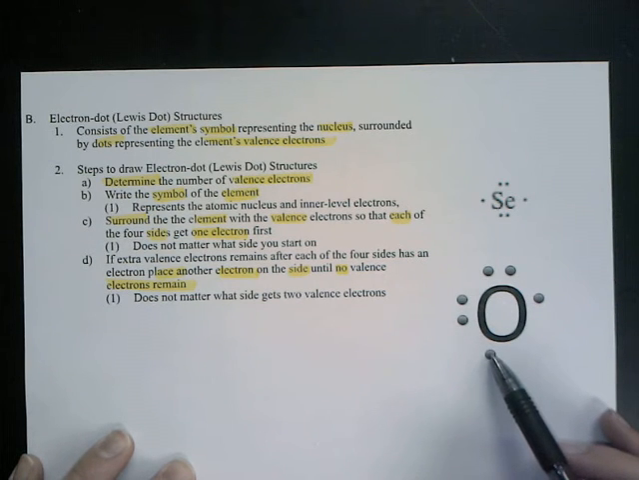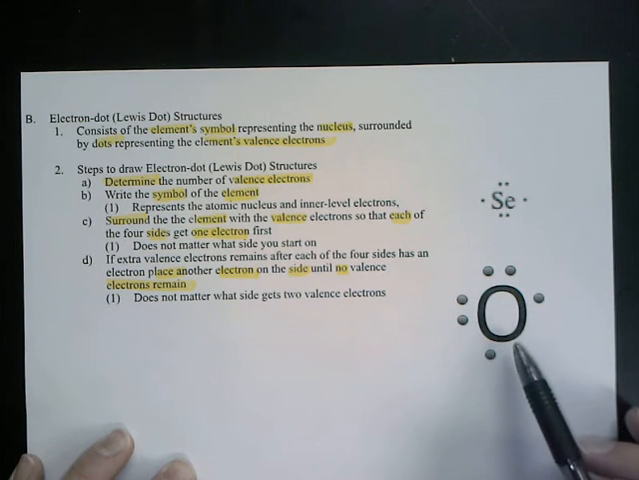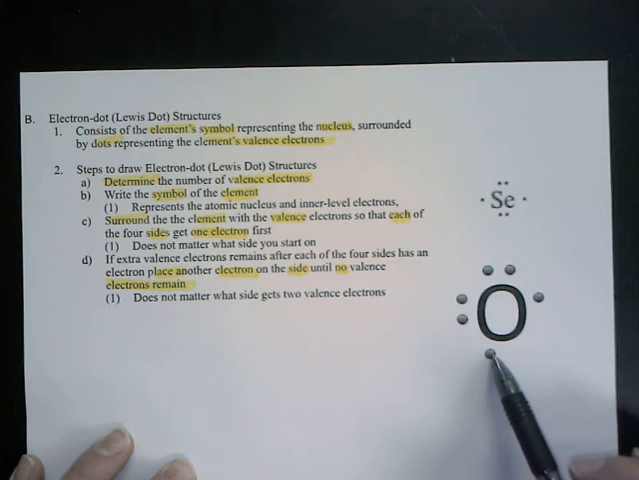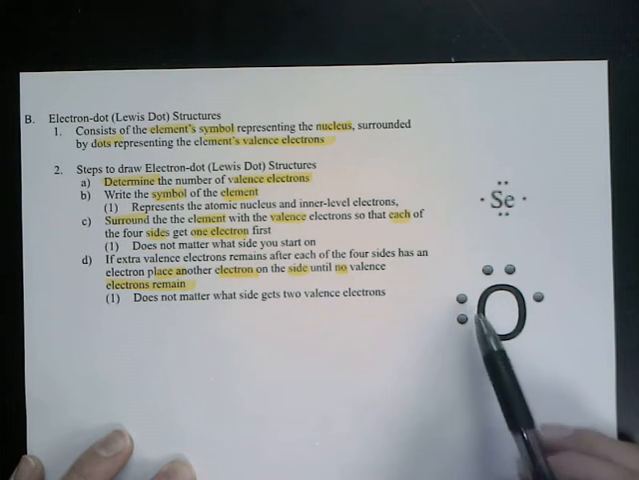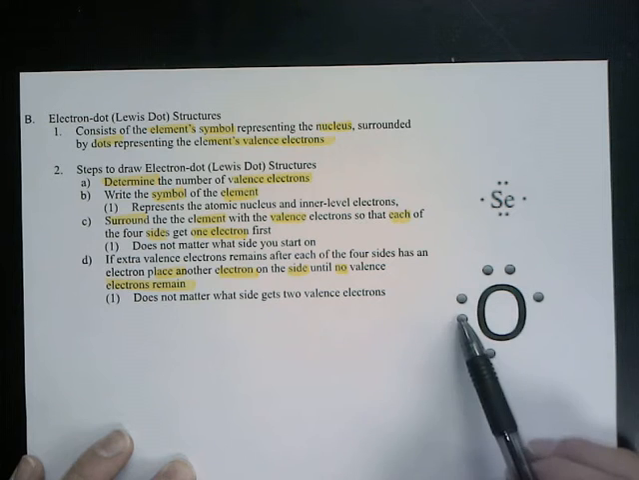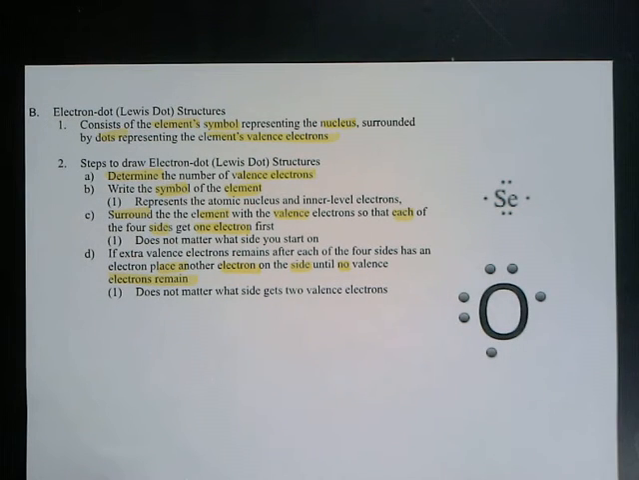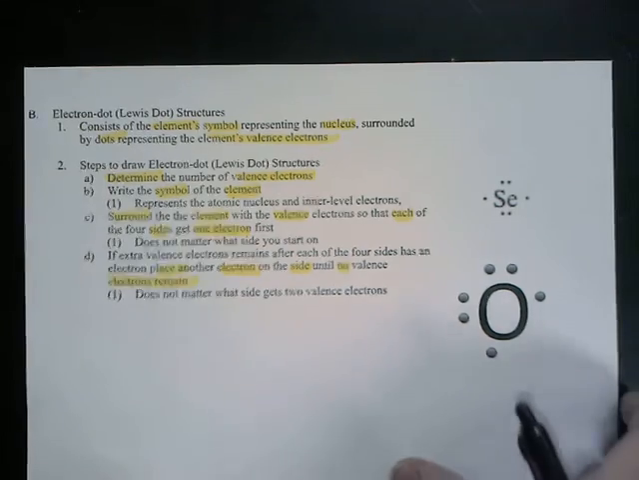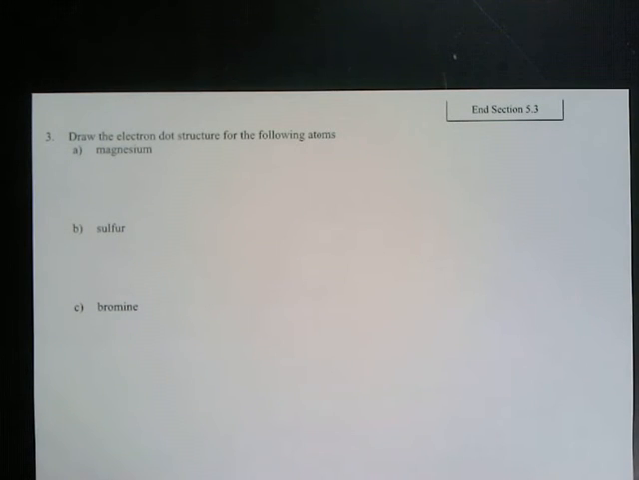So our element symbol is going to have 4 distinct sides. Now, each side must get an electron before you go back and add doubles. Again, each side must get 1 electron before you go back and add doubles. So we move here to our final examples, and we get this. We want to find the Lewis dot diagram for each of these particular elements.